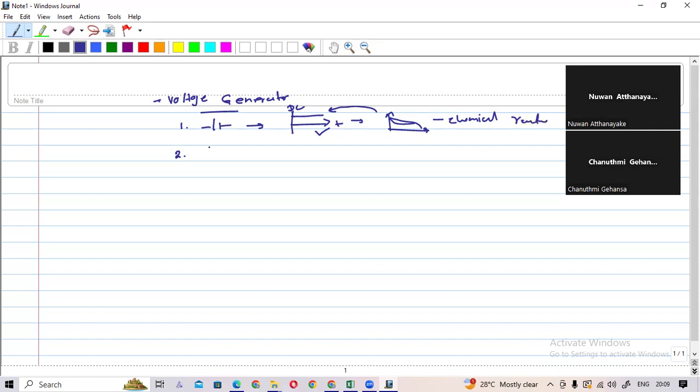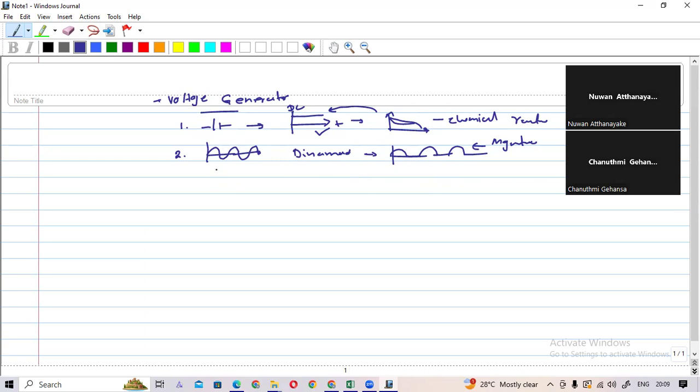Then you can also generate an AC signal. How? Using a dynamo. You can generate an AC signal using a dynamo, and also this kind of half wave signal. This is related to magnetic induction. So these are the two voltages we can get without a problem.